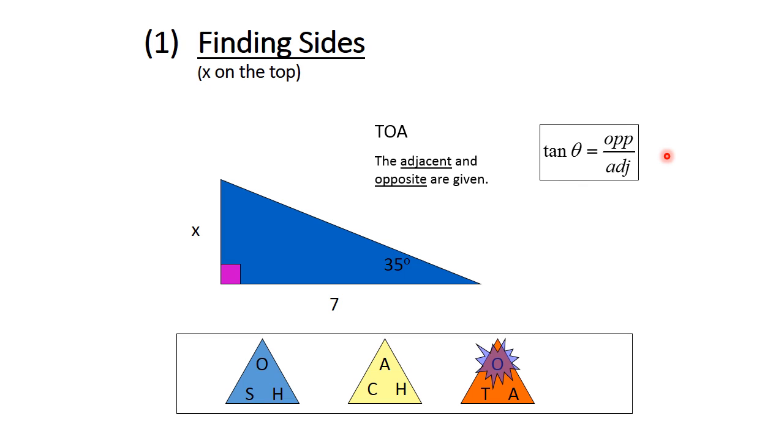And when we write it out, it looks like this. Now we're going to take our numbers from the triangle and plug them into this formula. So our theta is going to be 35. Our opposite we said was x, and our adjacent we said was 7. Let's see what it looks like. Tan 35 equals x over 7.